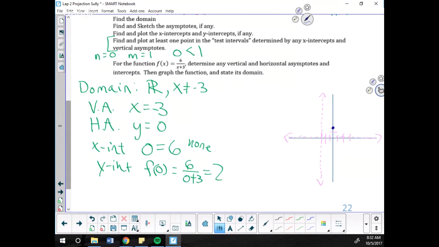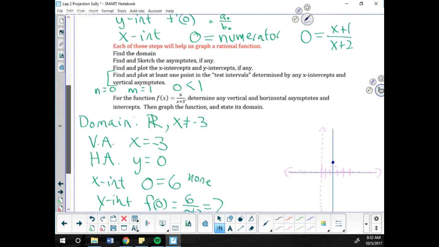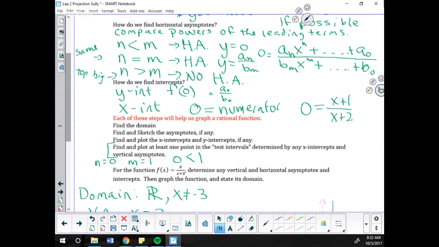The horizontal asymptote is found by finding the power of the top, which is 0, and the power of the bottom, which is 1. Then we go up to compare our chart. Since the top was smaller than the bottom, we always have a horizontal asymptote of y equals 0. Later on, we'll get to different cases.